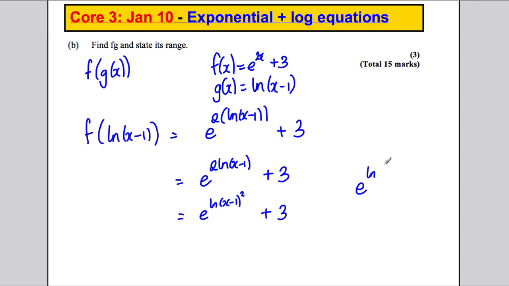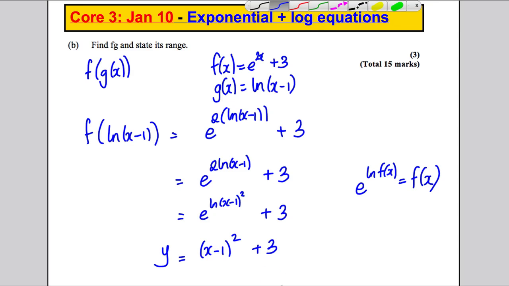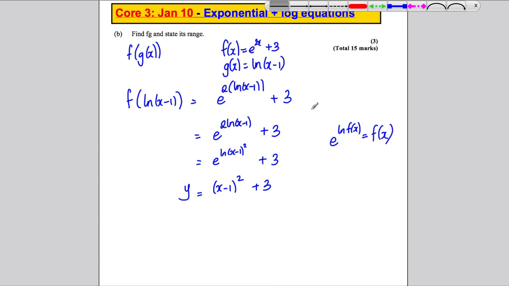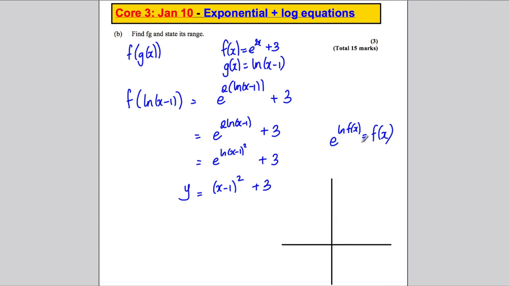Now e to the ln of f of x is always f of x, so this must be equal to x minus 1 squared plus 3, which if you expand it, and there you're done. That is your y is equal to x minus 1 all squared plus 3. Now that handily happens to be the square version of a quadratic. So drawing it, it's like an x squared graph, but it's been shifted right by 1 and up by 3. So its minimum is 1, 3 here, and the graph would look something like this, an x squared, where you end up crossing at 0, 4 here.